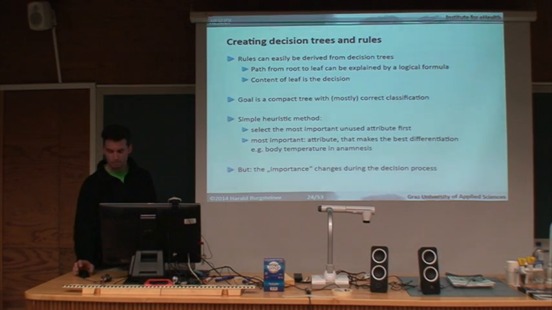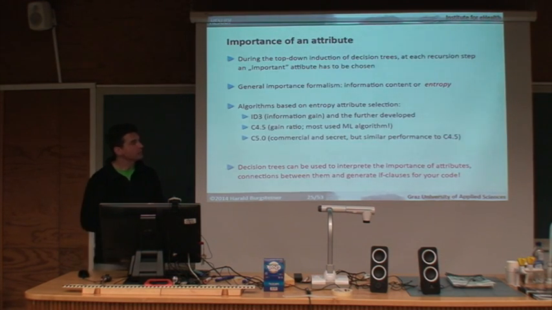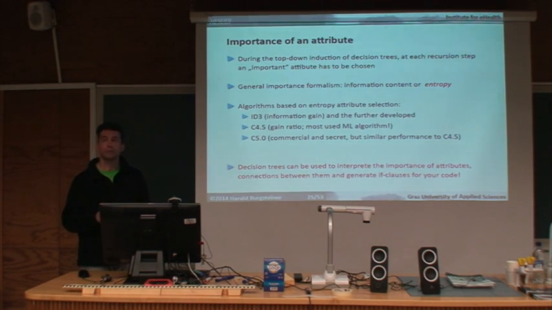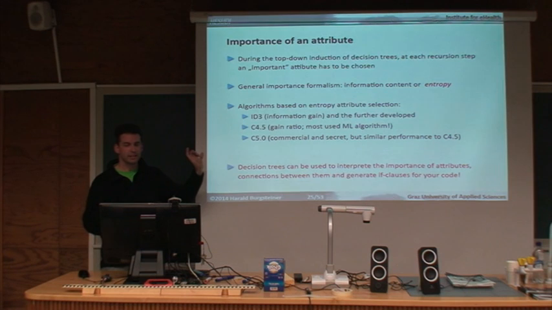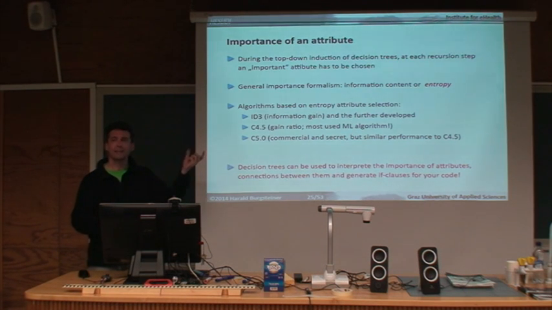So this is the importance, but the problem is the importance cannot be calculated beforehand. The importance of attributes changes during the decision process. So basically, a recursive algorithm is set up where for each recursion step, you try to find the most important attribute and take this one to make the first decisions. The general importance can also be stated mathematically in that you look for the information content, the so-called entropy, of a certain attribute. So what does it contribute to the decision? That's the basic question for each single attribute.